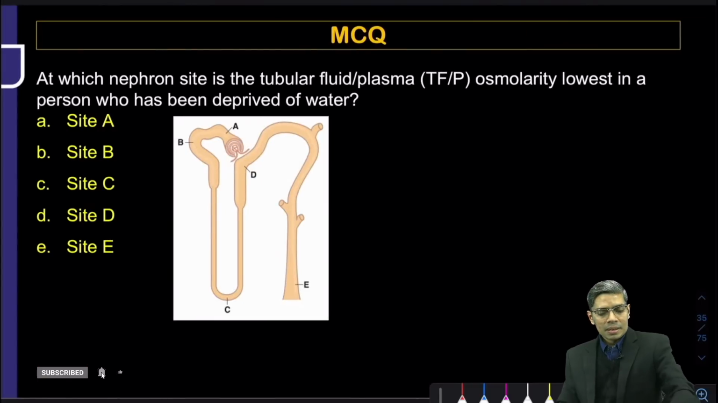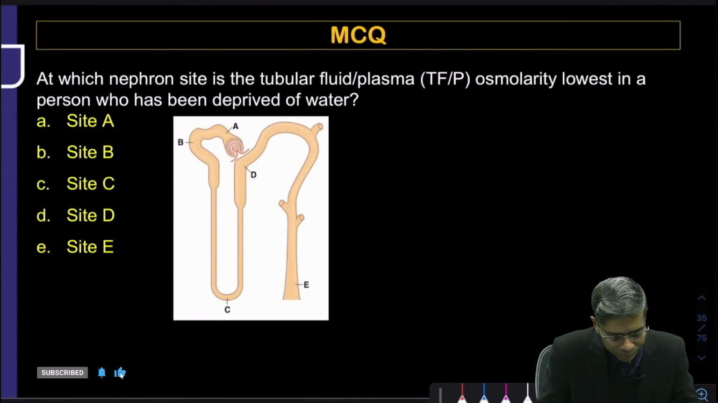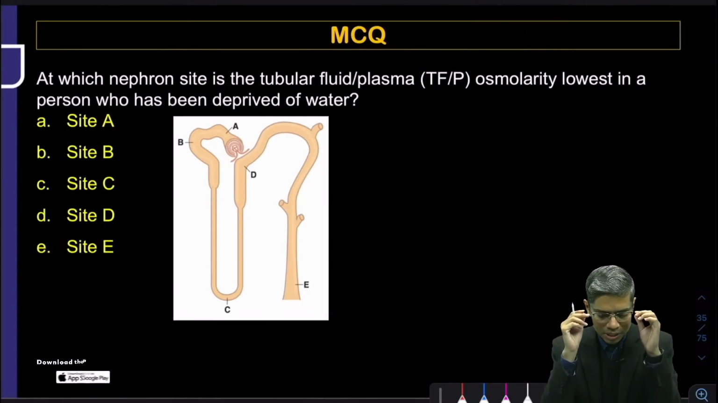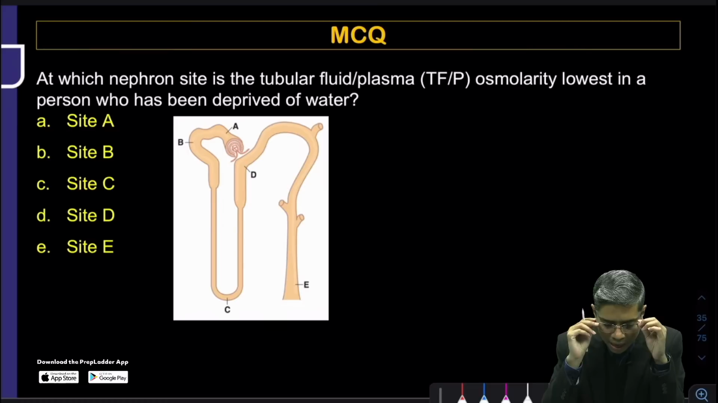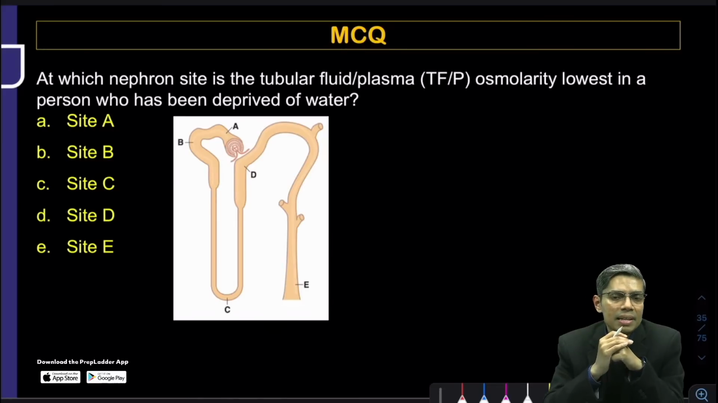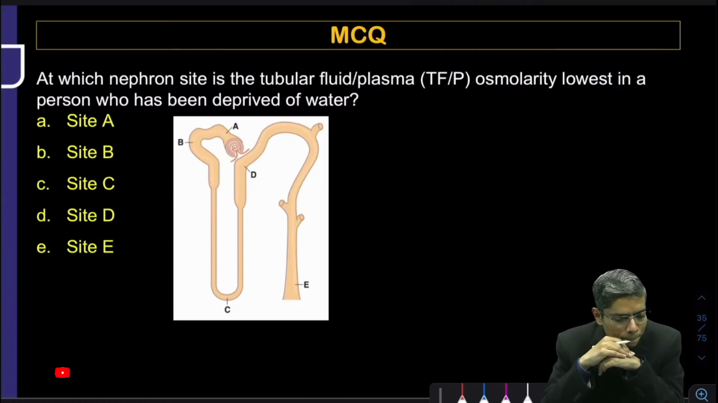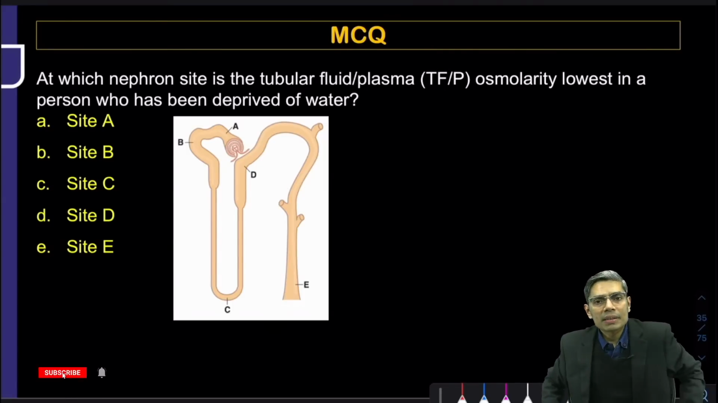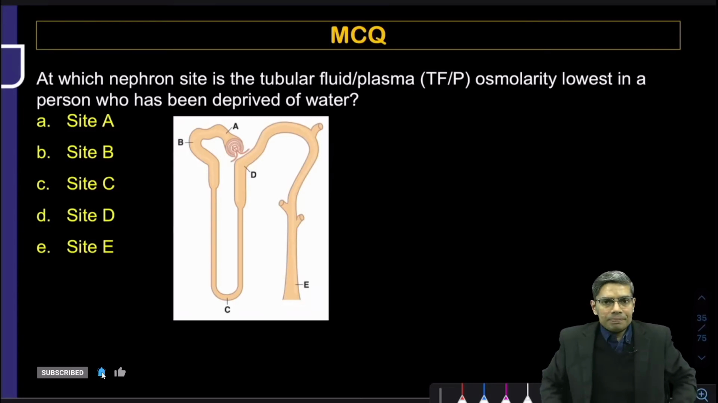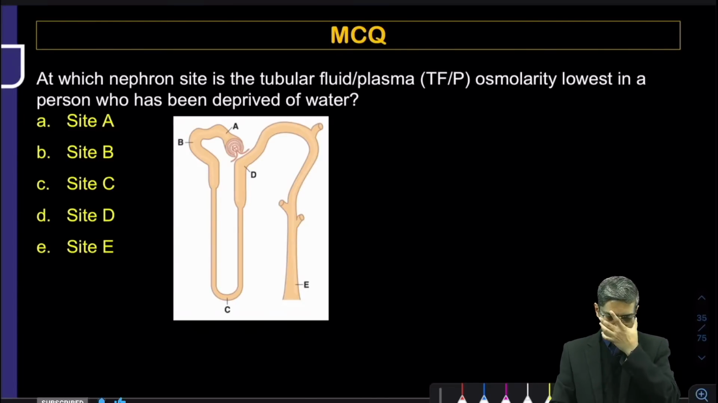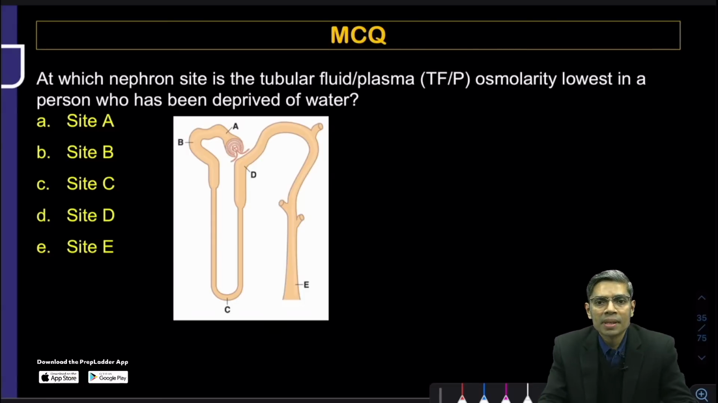Okay, next question is here: at which nephron site is the tubular fluid to plasma osmolality ratio lowest in a person who is deprived of water? A little difficult question. Yes, the curve for glucose and amino acid is the same. Both of them are reabsorbed 100% in the nephron. It is absorbed 100% in the proximal tubule, right?